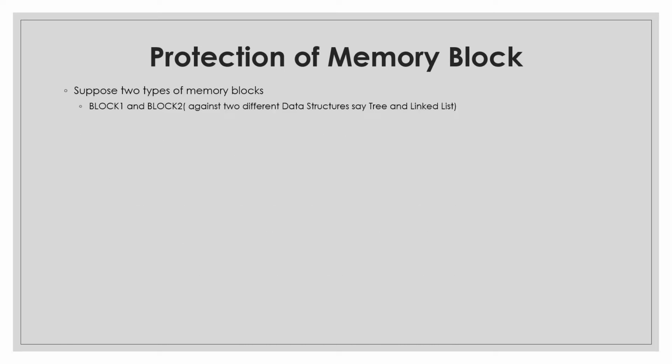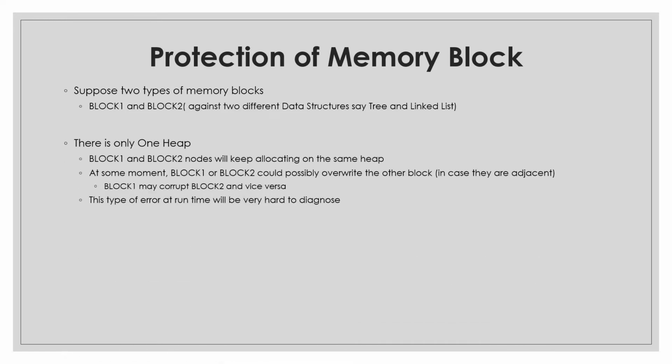So let us first discuss the protection of memory blocks. Suppose there are two types of memory blocks in your program that you are going to use, say block 1 and block 2. Suppose block 1 is for a tree and block 2 is for a linked list, and you have only one heap. So block 1 and block 2 nodes will keep being allocated on the same heap. At some moment, it may happen that block 1 or block 2 could override the other block. That is, block 1 may corrupt the data in block 2 and vice versa. This type of runtime error will be very hard to diagnose.